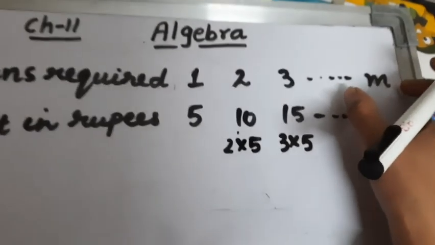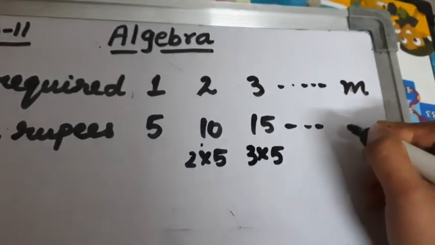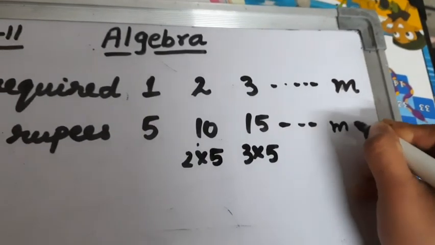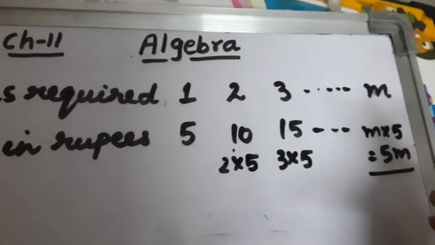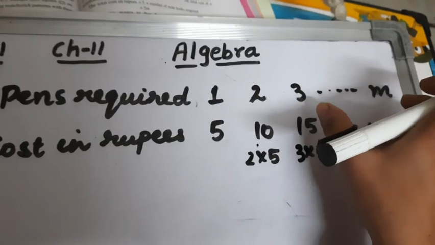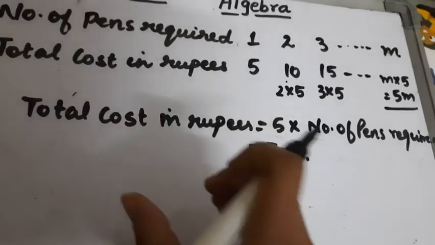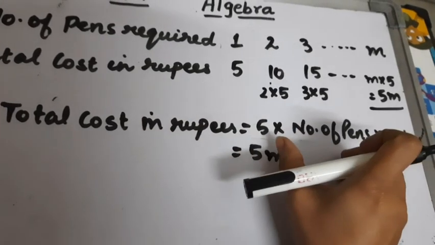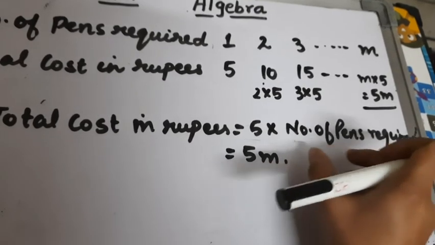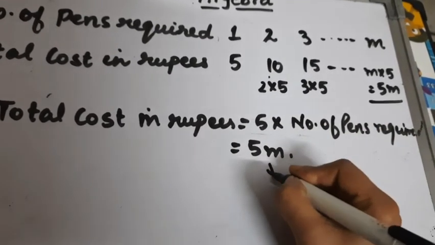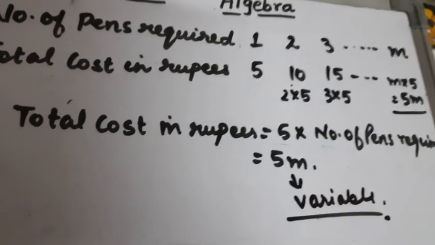So when the number of pens is m, then what will be the cost in rupees? So cost will be m multiplied by 5, which is 5m. So when pens required are m, then cost is 5m. So the total cost in rupees is 5 multiplied by the number of pens required, meaning 5m. m here is the number of pens required. So m is a variable. So this is an example of a variable.